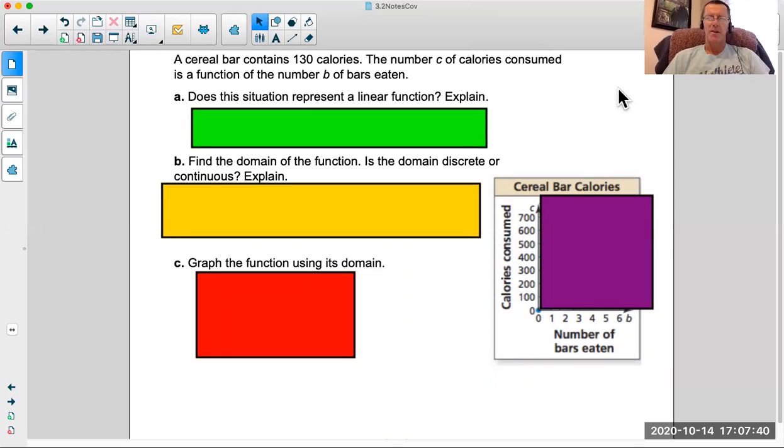A cereal bar contains 130 calories. The number C of calories consumed is a function of the number B of bars eaten. Okay, yeah, that makes sense. Because the more bars I eat, the more calories I'm consuming. In fact, for every bar, I'm consuming how many calories? Yeah, 130. Okay. So what do you think? Do you think this situation represents a linear function?